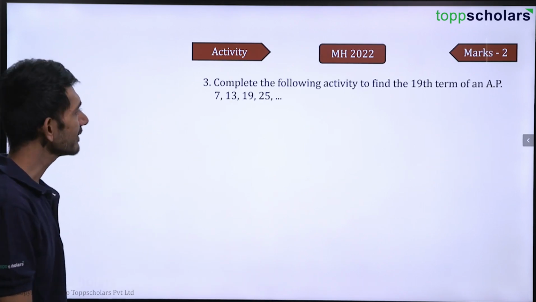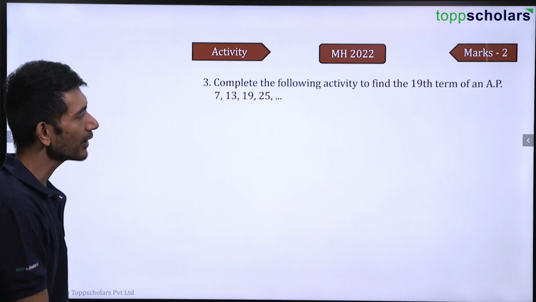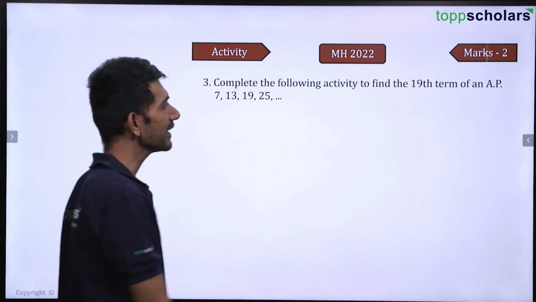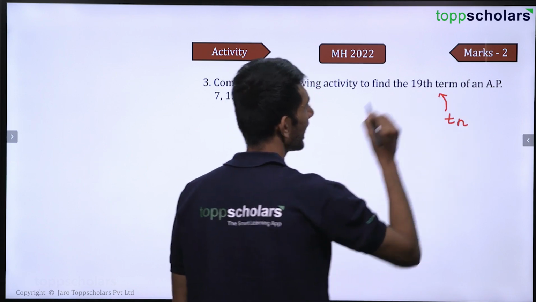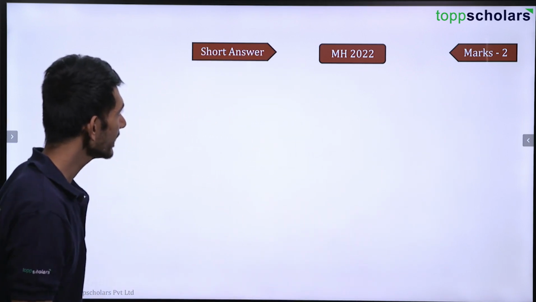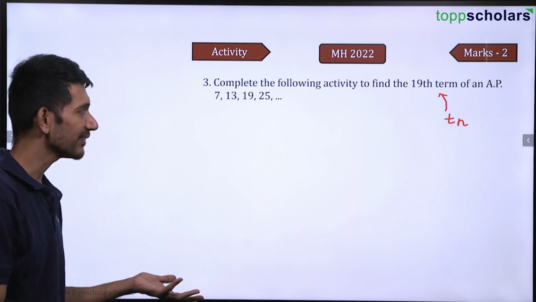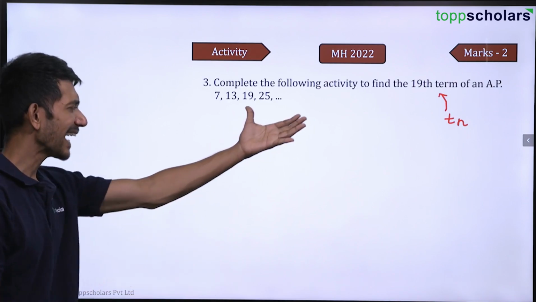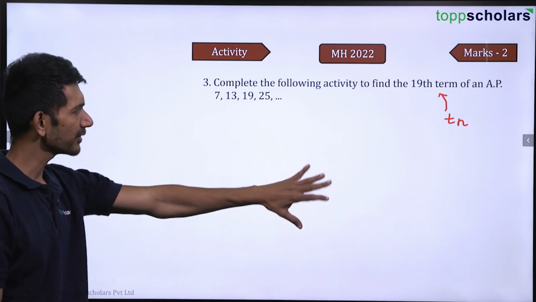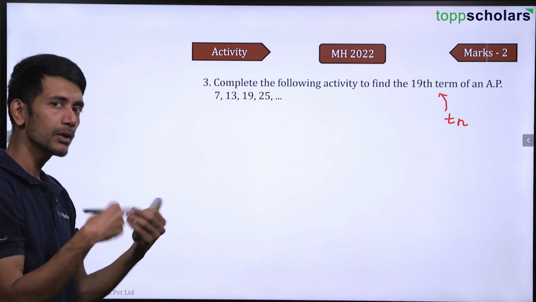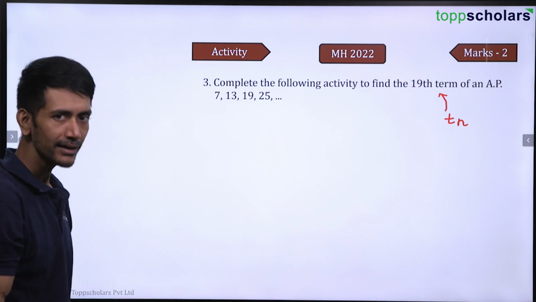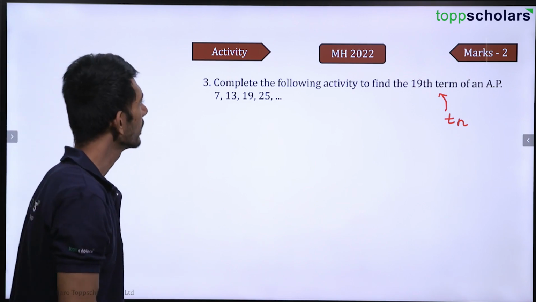Alright. Let us see a new question now. Complete the following activity to find the 19th term. So 19th term is T19. We're supposed to complete the activity to find out the 19th term. Okay, the activity will be given to you. There will be some boxes here. As of now, there are no boxes. I'll solve the entire problem for you. You can fill in the boxes accordingly as per the question is asked.